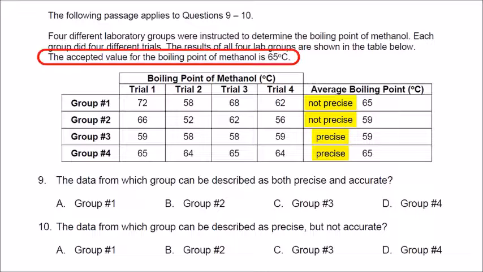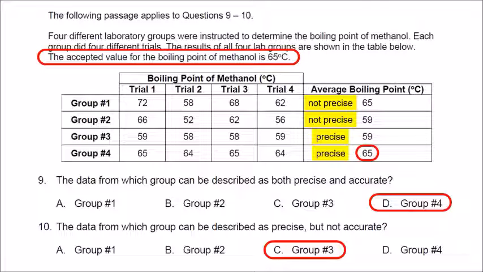So the accepted value for the boiling point of methanol is 65 degrees. So the data from group 4 is both precise and accurate because the numbers are close together and they are close to 65, the true value. Group 3 is precise, but because 59 is not close enough to 65, it is precise but not accurate.